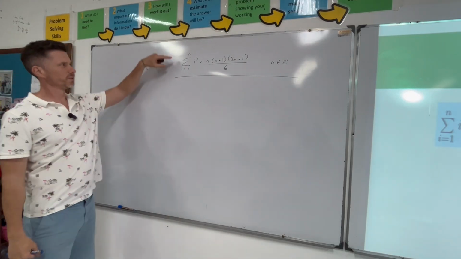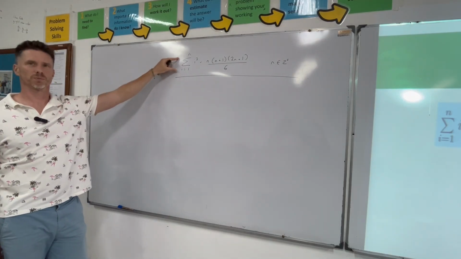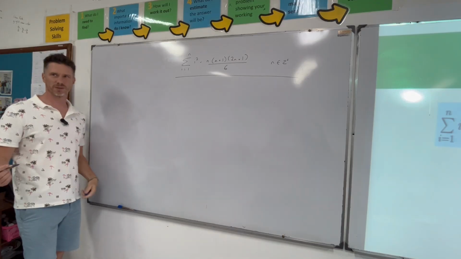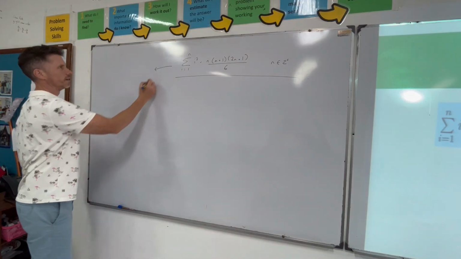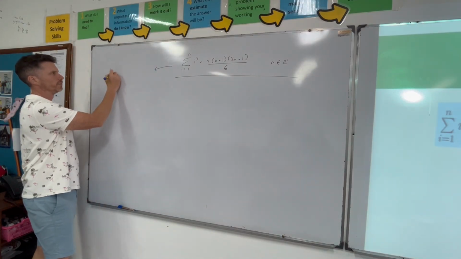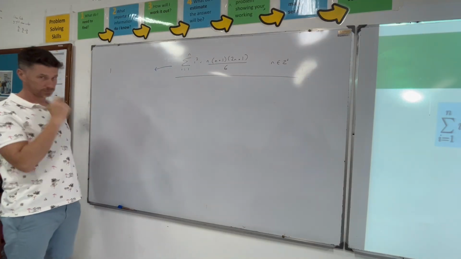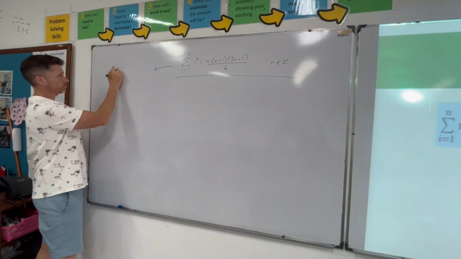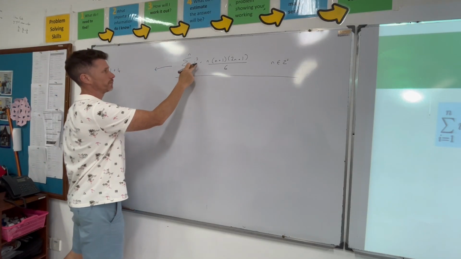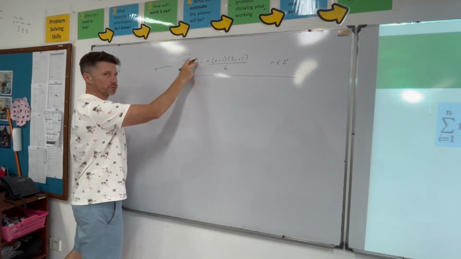What is this sequence? What is this series? Should I say? What would be the first term? Yeah, it'd be 1. What's the second term? 2 squared. Yeah. So I'm putting in 1 for i, then 2 for i, then 3 for i.